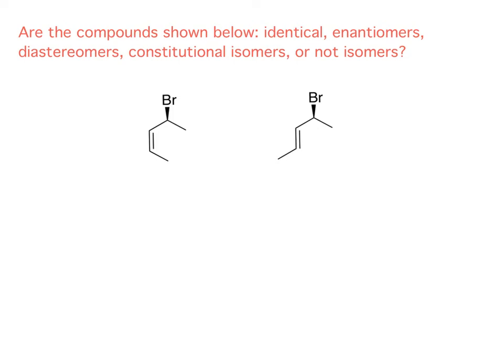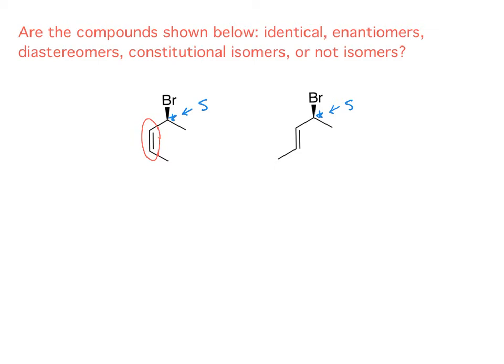Okay, if we want to figure out the relationship between these two, you might be tempted just to start and look at your chiral center, which actually doesn't change. In both cases, that chiral center is S configuration. But the more important thing here to look at is the double bond.